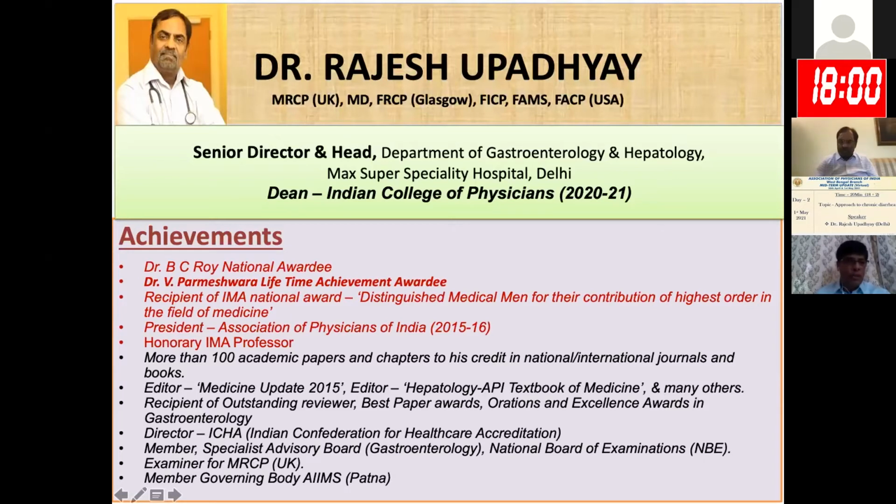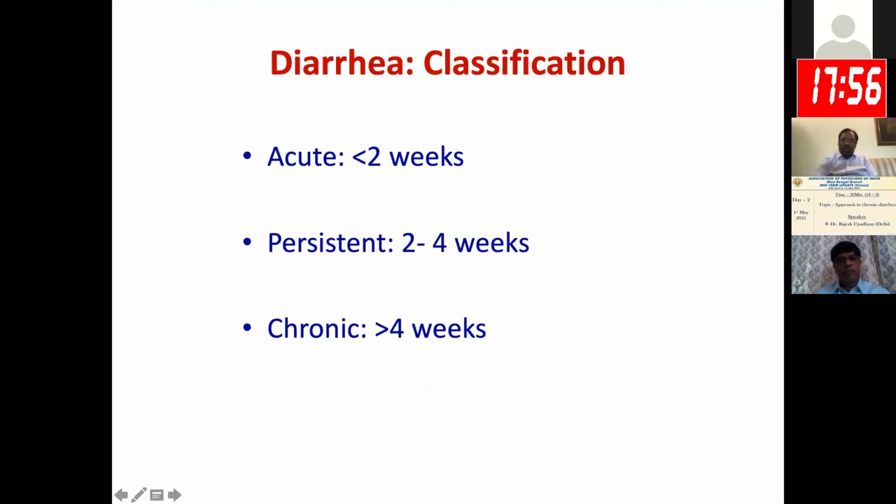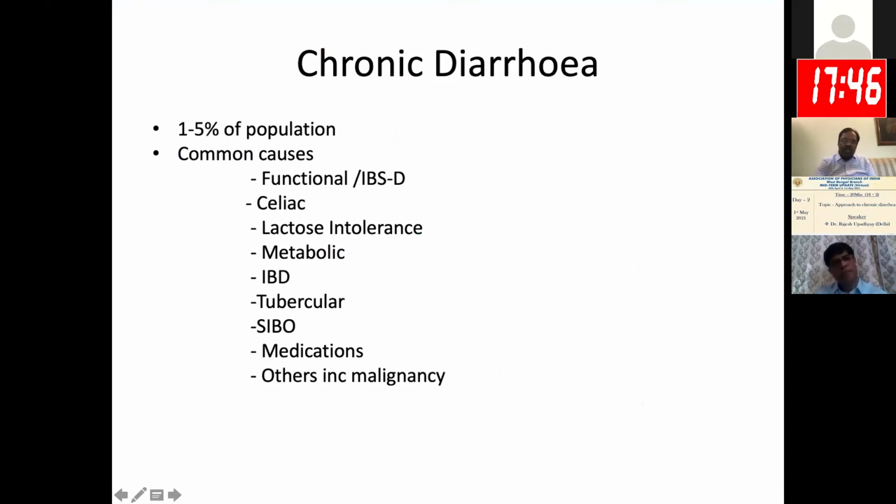Yeah, absolutely. Okay. Well, let me first thank the API West Bengal chapter for having invited me to deliver this lecture. And I'm talking about approach to chronic diarrhea. So I am talking about a diarrhea which has lasted for more than 4 weeks. That is the definition of chronic diarrhea. And it is a common problem affecting about 1 to 5% of the population.